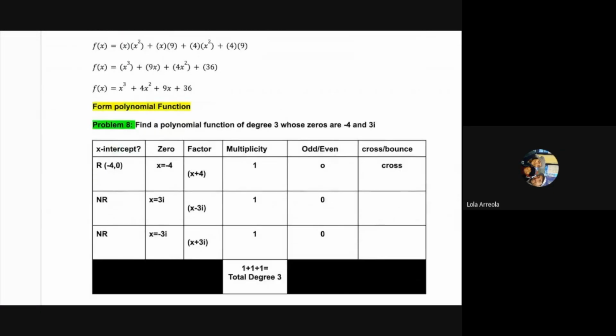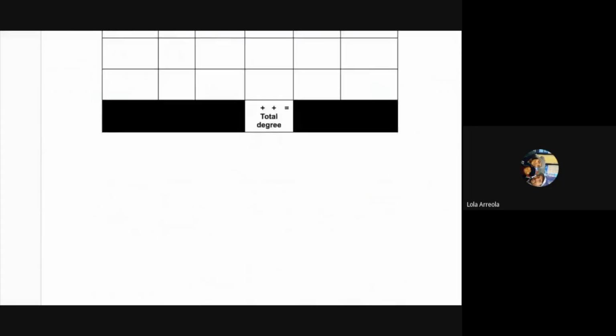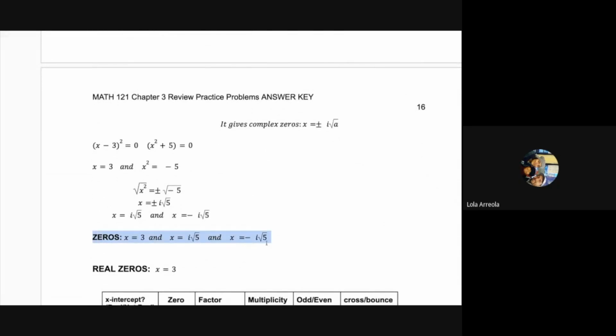So if I go back to my answer key, right now we're doing problem number 11. It just asks you to list the zeros. We have a zero at x equals 3. We have a zero at x equals i square root 5, or square root 5i. And we have a zero at negative square root 5i. Again, complex numbers always come in pairs, positive and negative. And this gives you basically the same rundown that I wrote out.